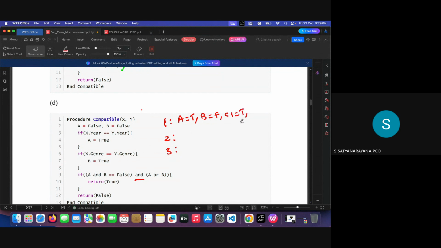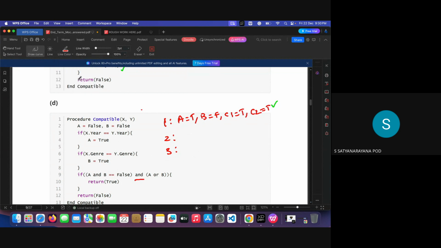Right. So what is my C1 value? True. C2 value, true or false? True. Now true and true, it is returning true. So true and true is true, which means this is perfect, because year is same, gender is different, and it's working.